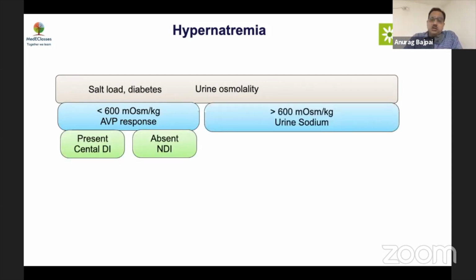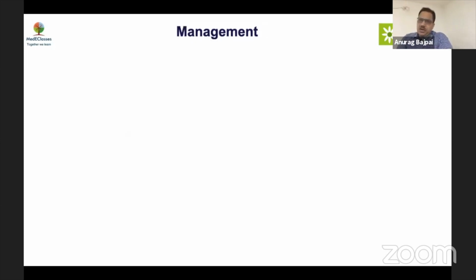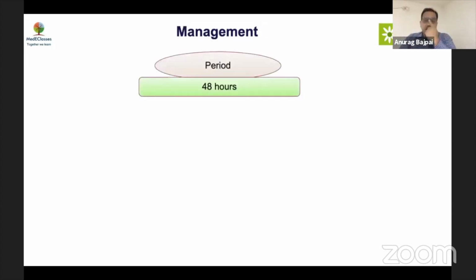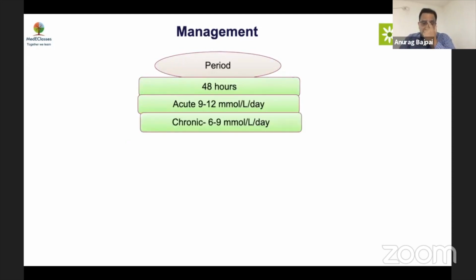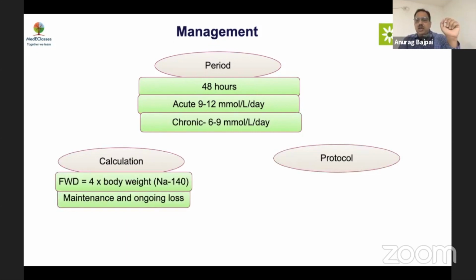While if the urinary osmolality is also high, so you have concentrated blood, concentrated urine, all the load is being excreted via the urine. If the urinary sodium is low, it is GI or osmotic loss. If it's more than 25, it's a sodium load in that regard. Management again is a gradual correction over 48 hours. Acute, you correct it over 9 to 12 millimoles, not more than that. Chronic, even slower. And you calculate the free water deficit, maintenance and ongoing losses, and then you do the protocol.